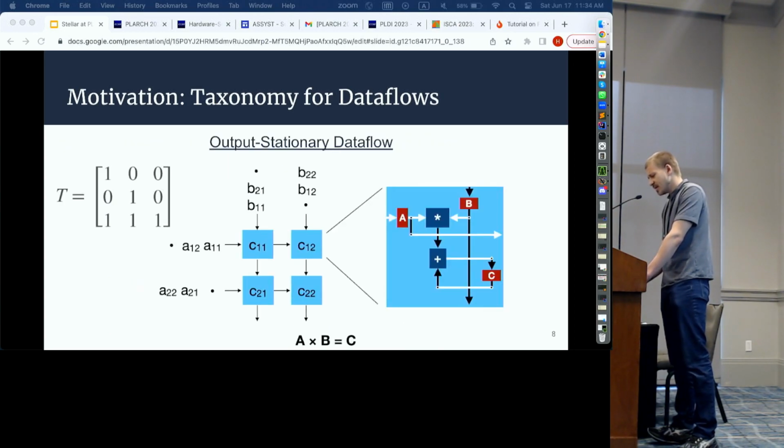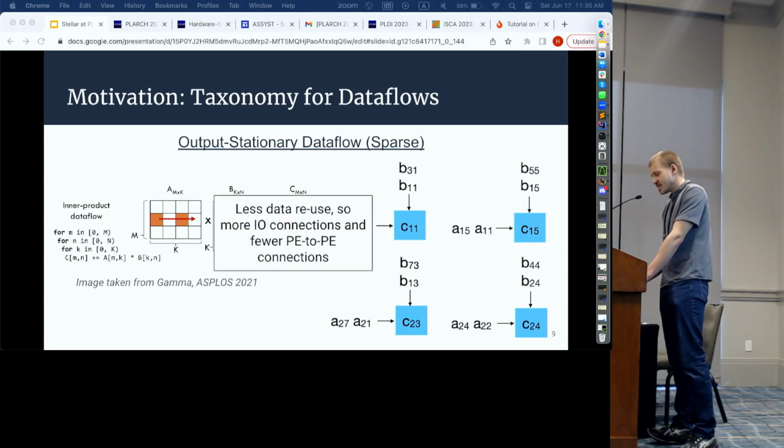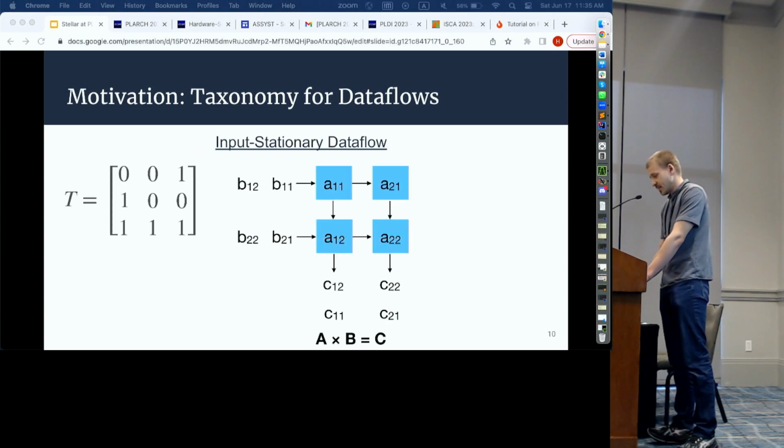For example, let's consider the output stationary data flow that we showed on the previous slide. There is in fact a sparse data flow, right, which is analogous to the dense output stationary data flow. We commonly call this the inner product data flow for sparse matrix multiplications. It's not used all that often, but it's a pretty well-known way of performing sparse mathematics. However, in the sparse case, inner product data flows will have much less data reuse throughout the spatial array, which means that the direct PE-to-PE connections are usually replaced with direct I/O connections instead.